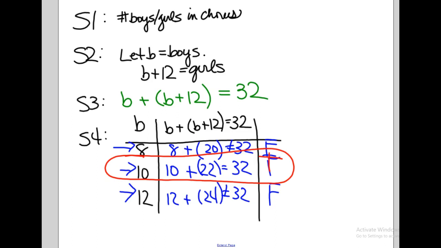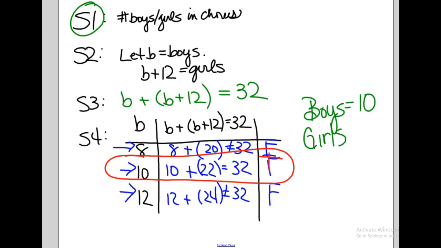Okay, the question, if you go back up to step number 1, we've got to find out the number of boys and girls. So when we found B, B was the number of boys, so we can go ahead and say that is 10. How about the number of girls? Well, if we look at our let statement here for girls, we need B plus 12, so that's going to give me 22. And then don't forget step number 5. Step number 5 is the check. Guess what I would do? I would go over here, I would add those together, and I would put my check.